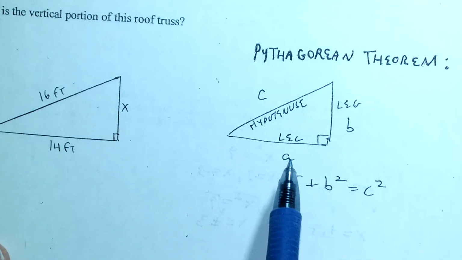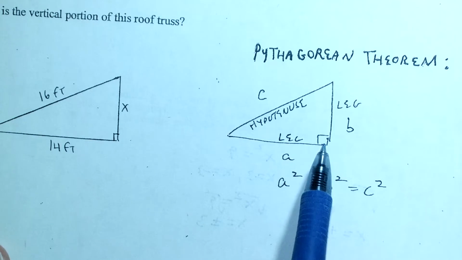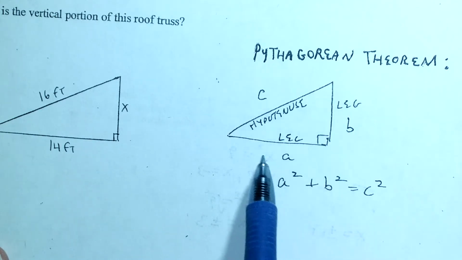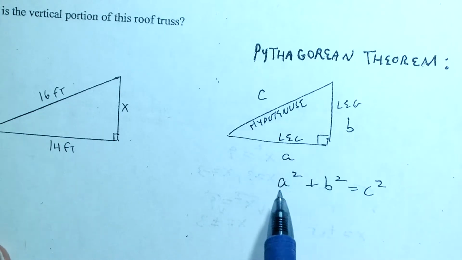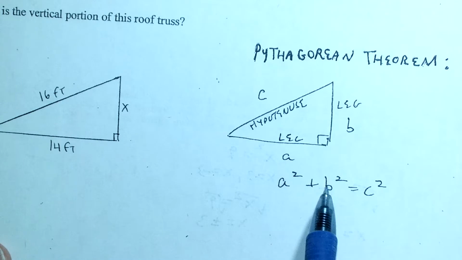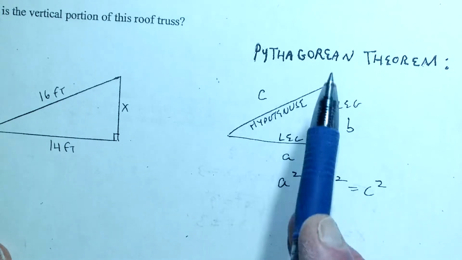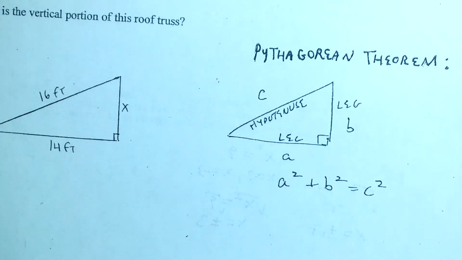Whenever you have a right triangle, a triangle with a 90-degree angle, if you square the two sides that make up the 90 degrees and then add those squares together, so a squared plus b squared, it will always equal the square of the side opposite the 90, which is called the hypotenuse. That's just the name for the side that is opposite the 90-degree angle.